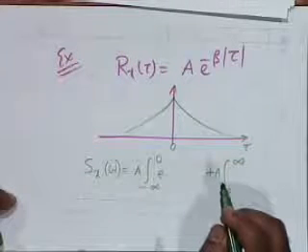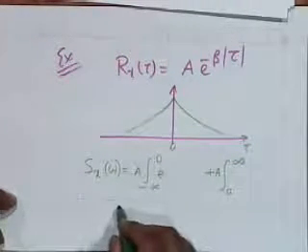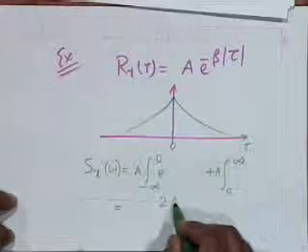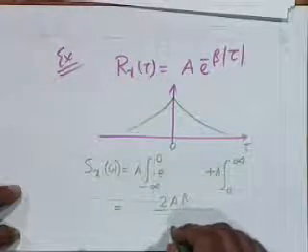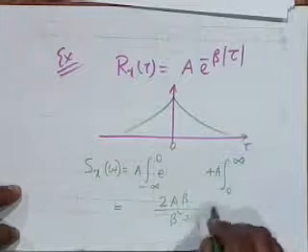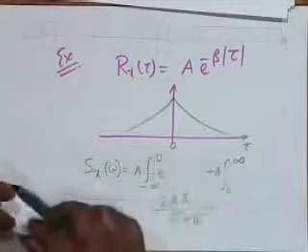I am taking the Fourier transform. We already know it, sir. Oh, you already know it. Okay. So this is equal to twice A beta divided by beta squared plus omega squared. Which means that if I plot this, the maximum value of Sx of omega occurs at omega equal to 0, and the value is 2A by beta, and then it goes to 0 on both sides.